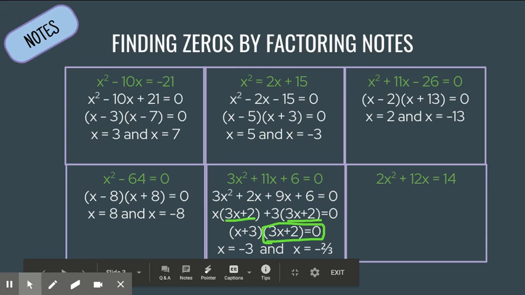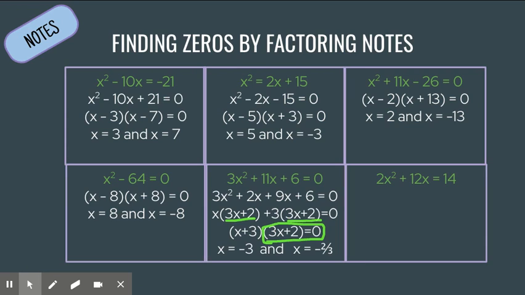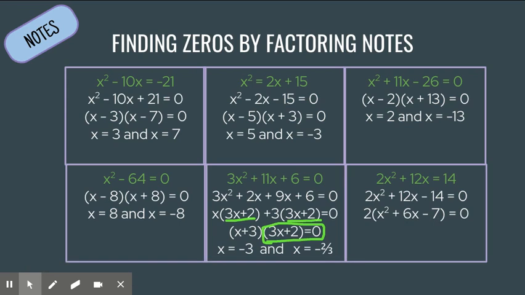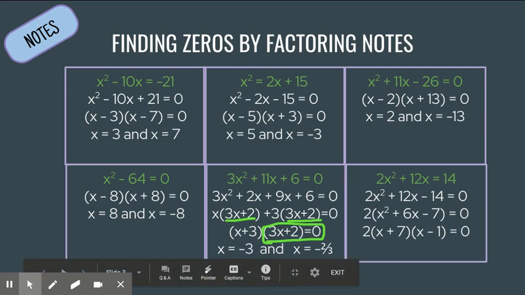And the last one, I'm going to have 2x squared plus 12x equals 14, meaning I need to subtract that 14 to the other side first. And this one's kind of tricky because it looks like it's going to be like the last one we did, except I could actually divide those all by 2 and put a 2 out front. Then I would be factoring this part on the inside only, and I need two numbers that multiply to negative 7 and add to 6, which would be 7 and negative 1.